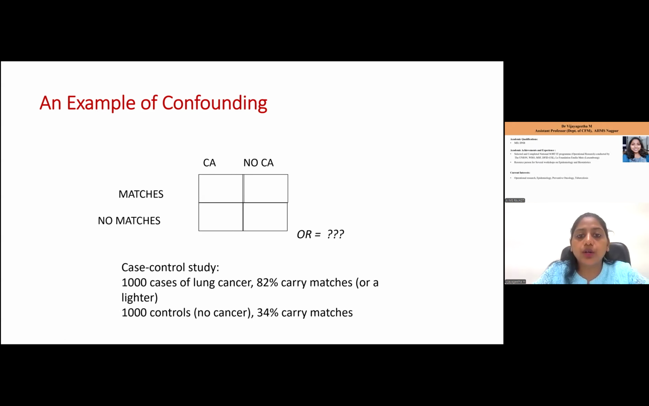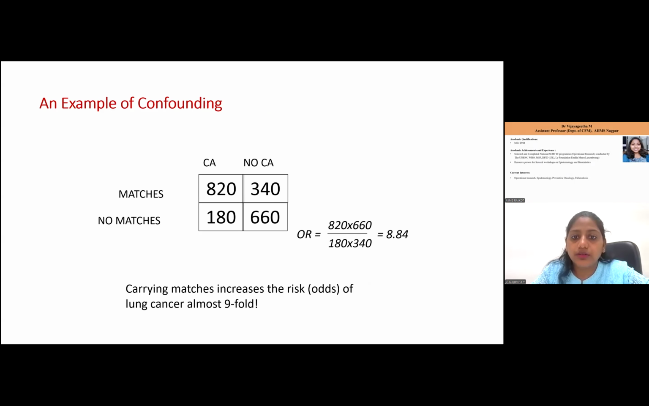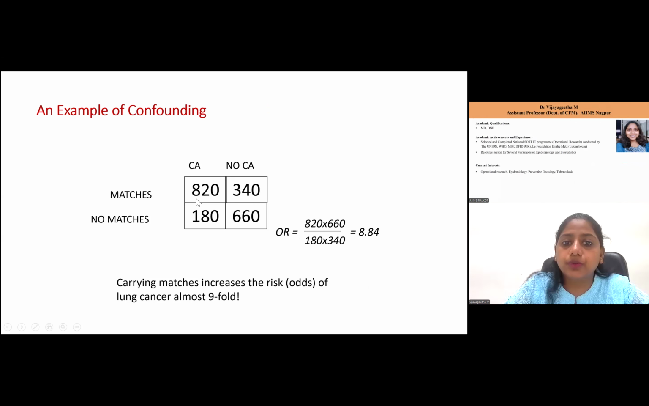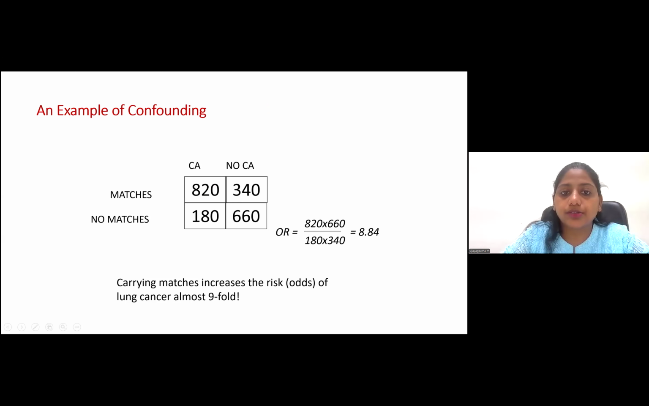So odds ratio is basically a cross product ratio, where we have the concordant boxes in the numerator and the discordant boxes in the denominator. So this is how it would look, right? We have around 820 of those with lung cancer who have matches, and we have around 340 of those without cancer who have matches, right? So if we calculate the odds ratio, AD by BC, 820 into 660 by 180 into 340, we would get roughly around 9, that is 8.849.